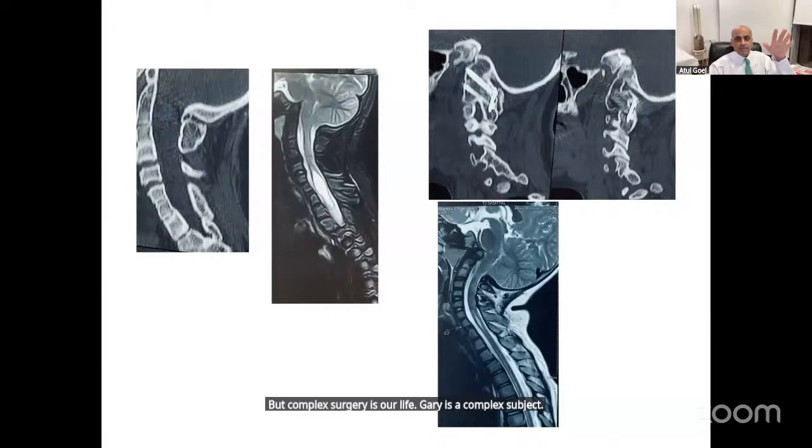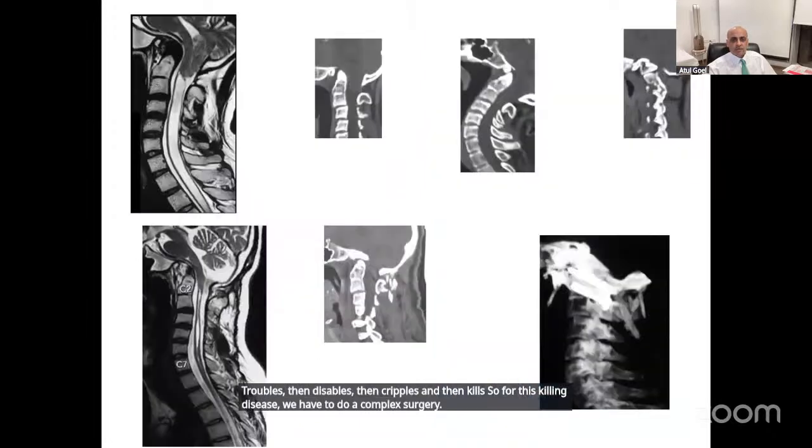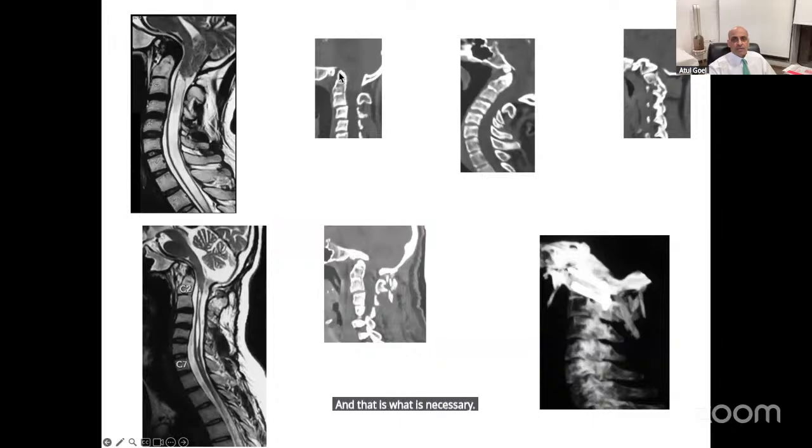Chiari is a disabling subject. Chiari disables. Chiari troubles, then disables, then cripples, and then kills. So for this killing disease, we have to do a complex surgery, and that is what is necessary. So this is basilar invagination, Chiari, syringomyelia.